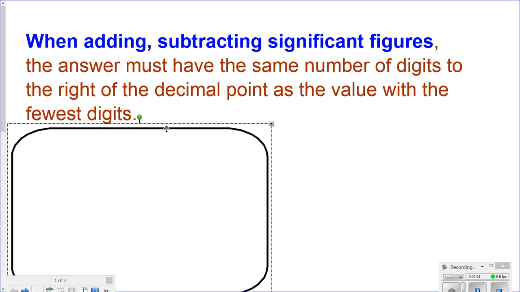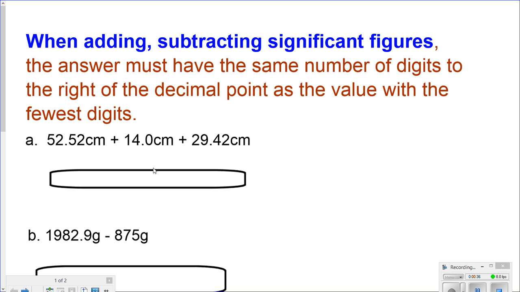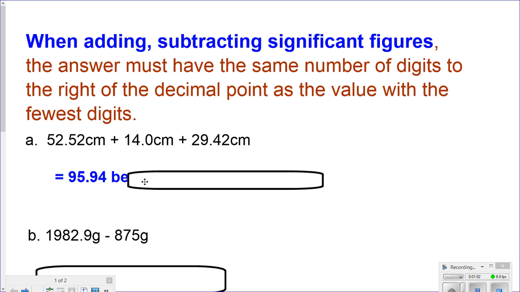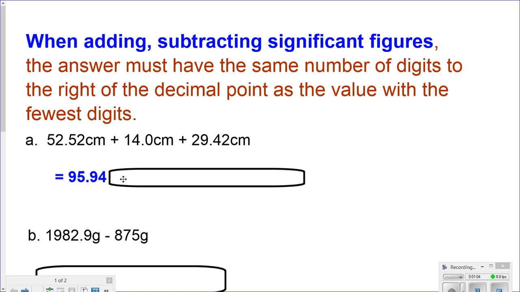Let's look at two samples. If I have 52.52, 14.0, and 29.42. Out of these three numbers, the one with the fewest digits to the right of the decimal is the 14.0. I only have one. So my answer will have only one digit to the right of the decimal point. When I add these three numbers, the answer is 95.94. And I only want one.